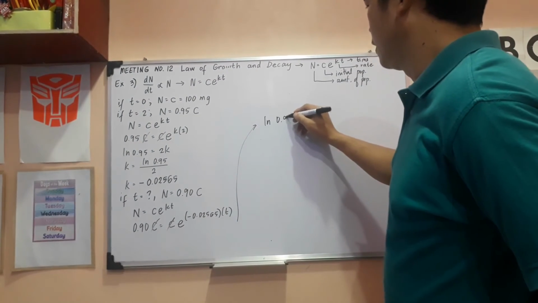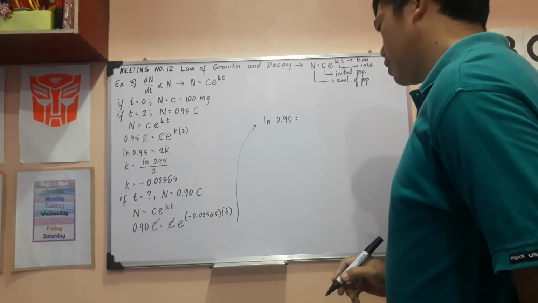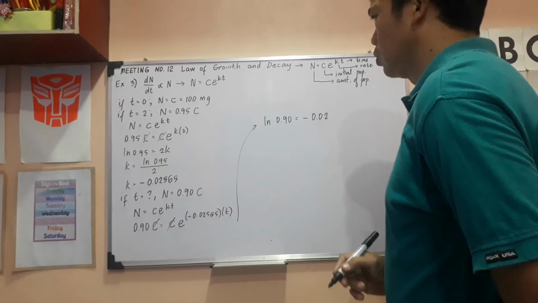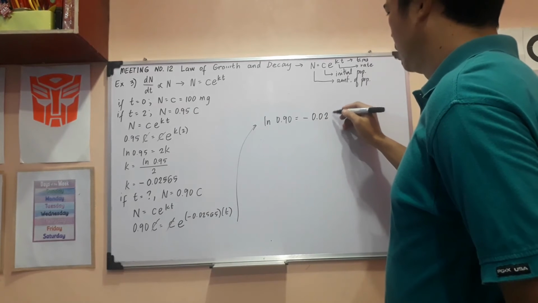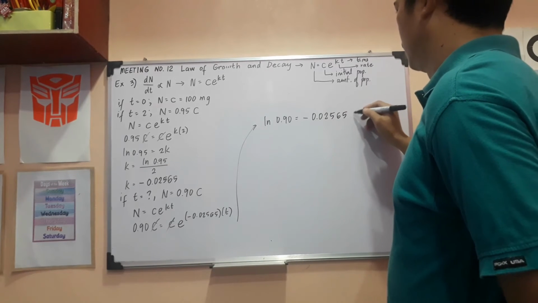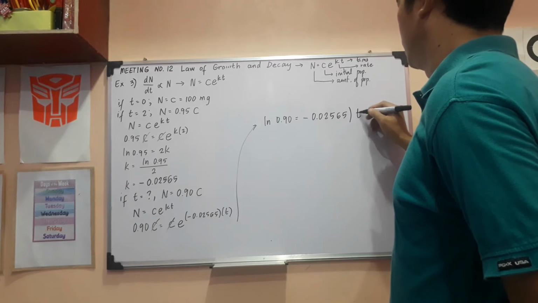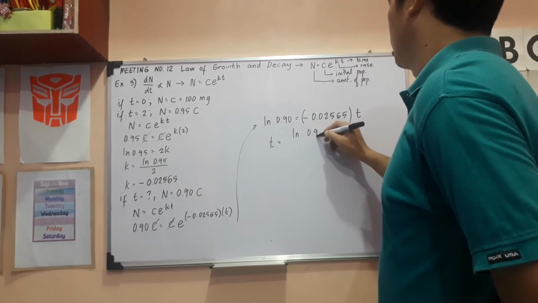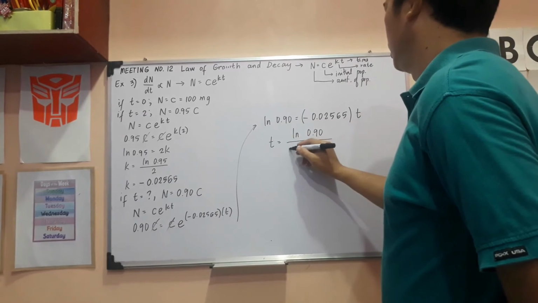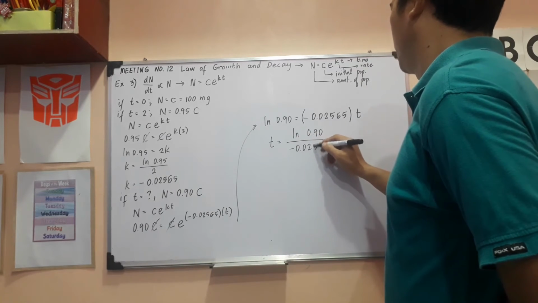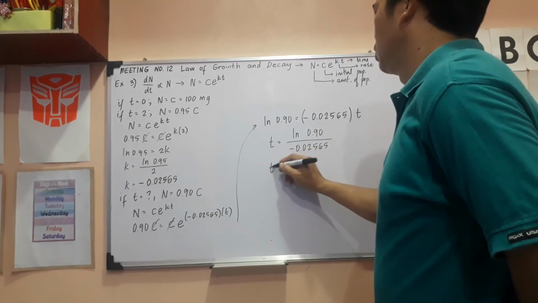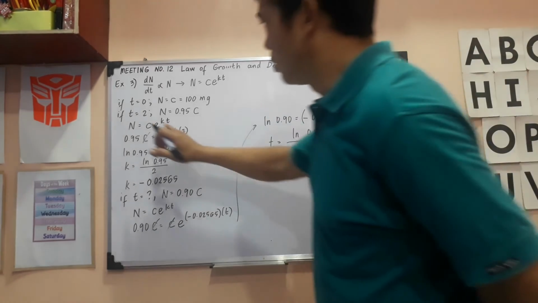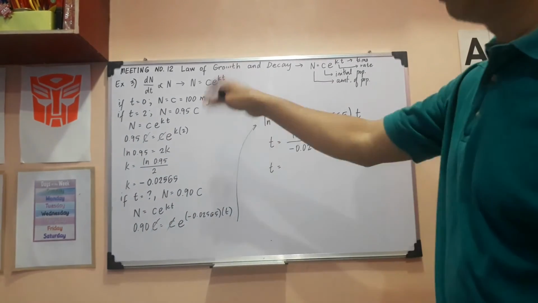ln of 0.9 equals negative 0.02565 times t. So, t is equal to ln of 0.9 all over negative 0.02565. So, before we answer this guys, kung ang taon ay 2.95, siguro mga 4 na taon, di ba?